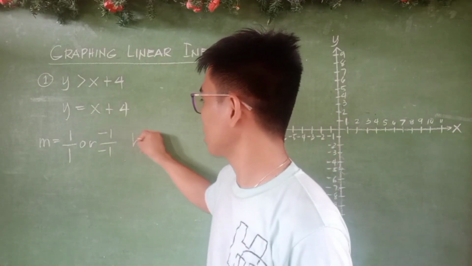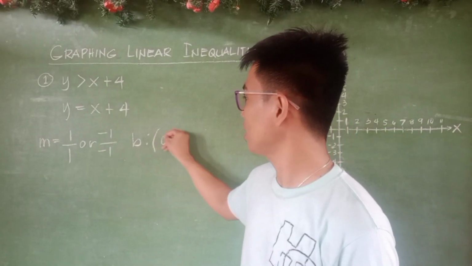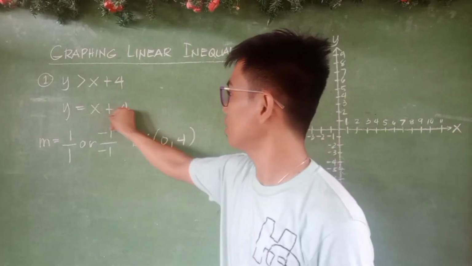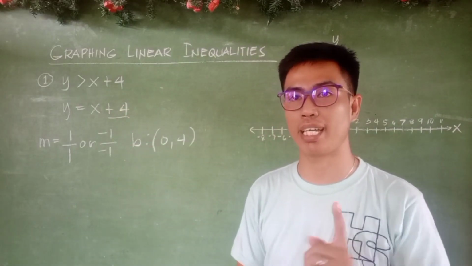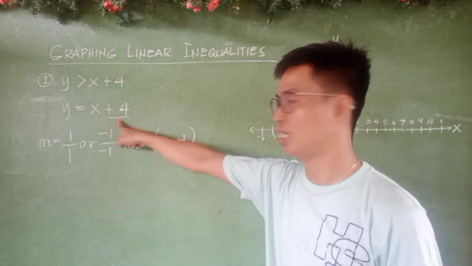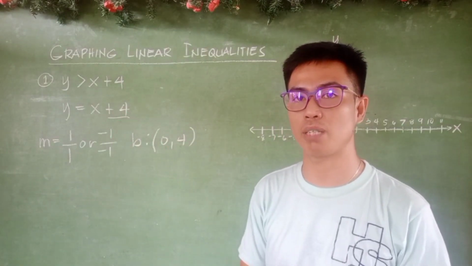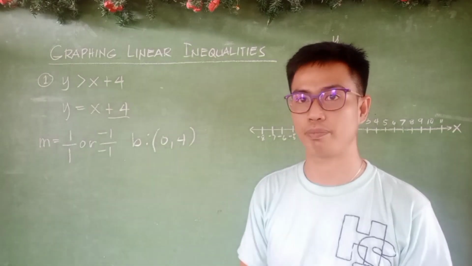Then for the next thing is, we need to identify the y-intercept and that is (0, 4). Remember, kapag y-intercept, ang x niya ay 0. So 0 yung x and then yung y is positive 4. Then after identifying the slope and the y-intercept, we can now proceed with graphing.